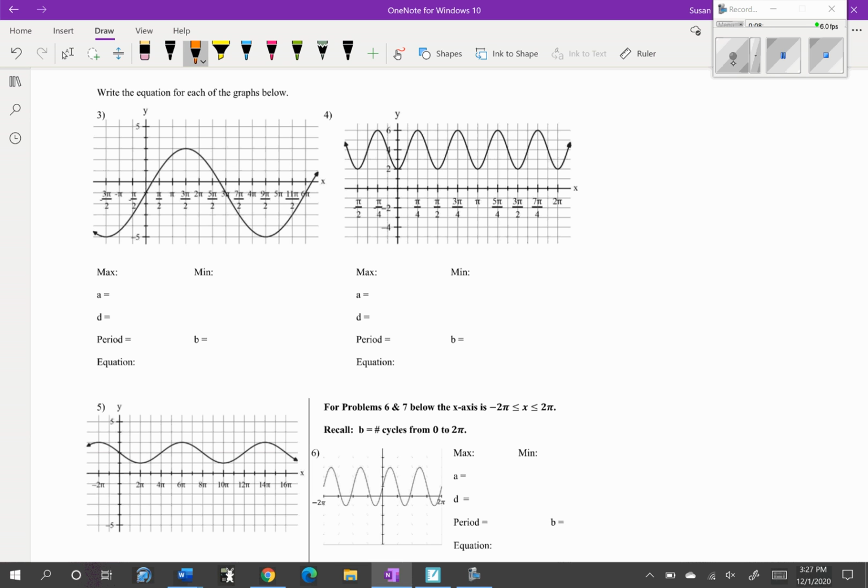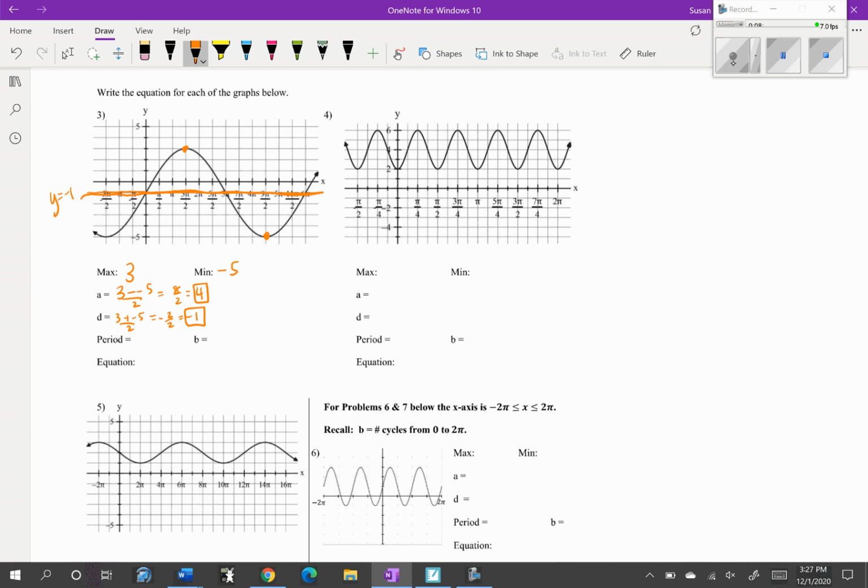So for the first one, our maximum is here, our minimum is here. So the maximum's at 3, minimum's at -5. So the amplitude, maximum minus minimum divided by 2. So 8/2 gives us 4. And the midline is the maximum plus the minimum divided by 2, which gives us -2/2, which is -1. So I'm going to draw that on my graph. So -1 is the midline.